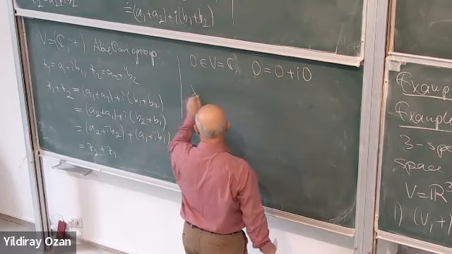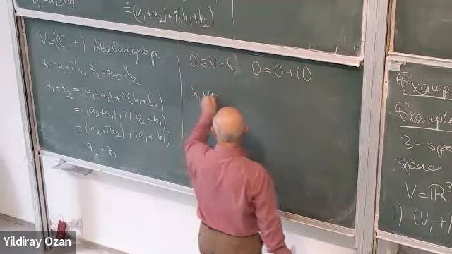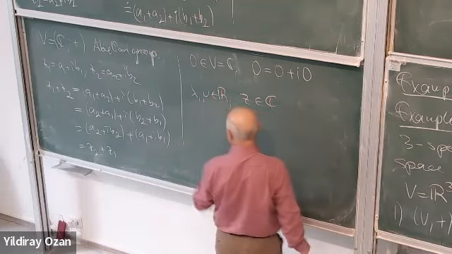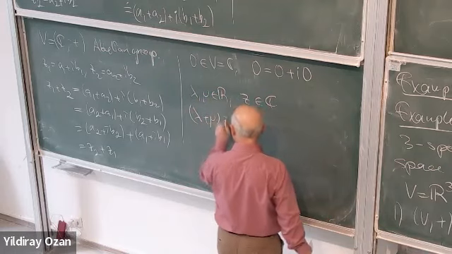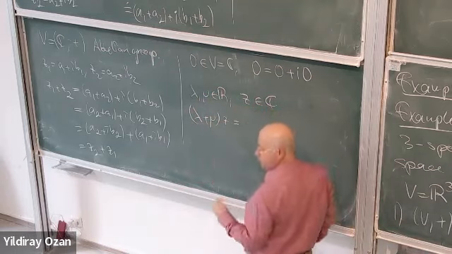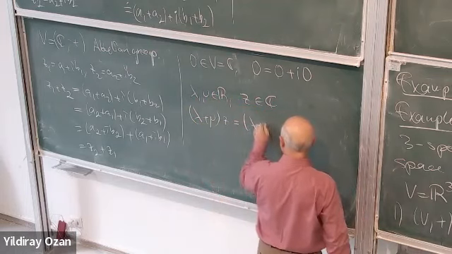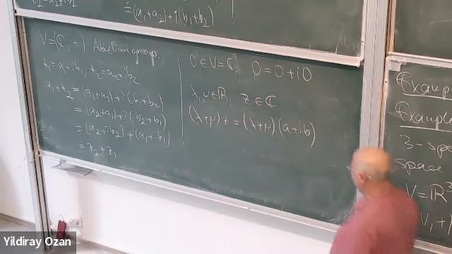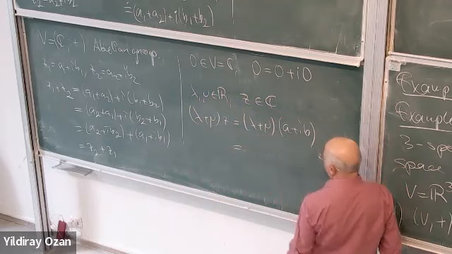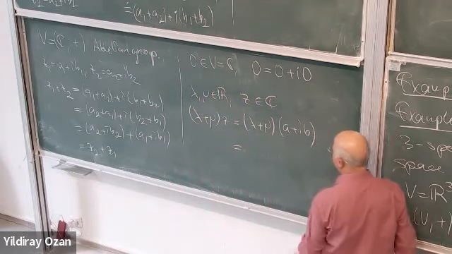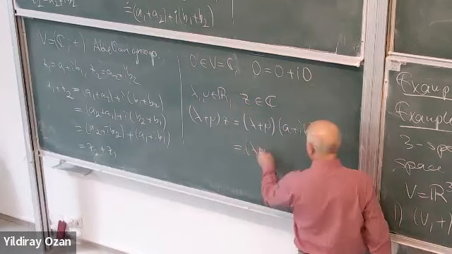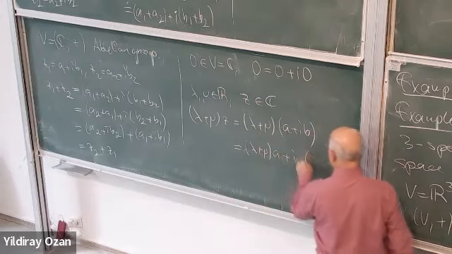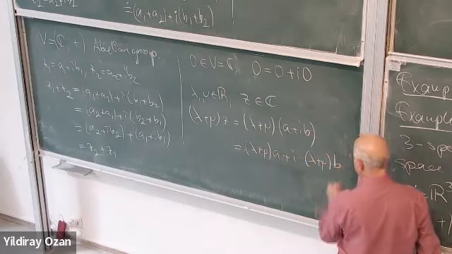For example, lambda and mu are real numbers, and z is a complex number. We should check this, right? (Lambda plus mu) times z is lambda times z plus mu times z. Let's see if this is true. Lambda plus mu, and z, let's say, has real and imaginary parts a and b. How did we define scalar multiplication? Well, we define it this way: we multiply the real part by the scalar, and we multiply the imaginary part by the scalar.